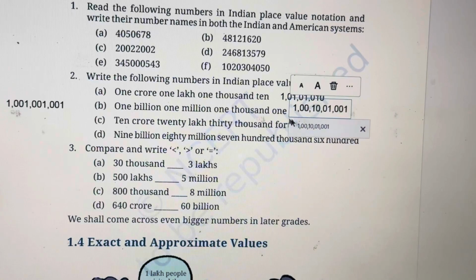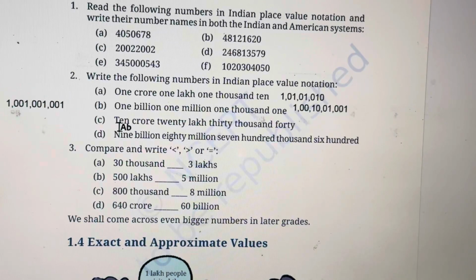So this is, you can say, ones block, thousands block, lakhs block, crores block and Arabs block. So 1 Arab, 10 lakh, 1,001. Right, in the Indian system. We did not write the number name. I'm just reading it for you.